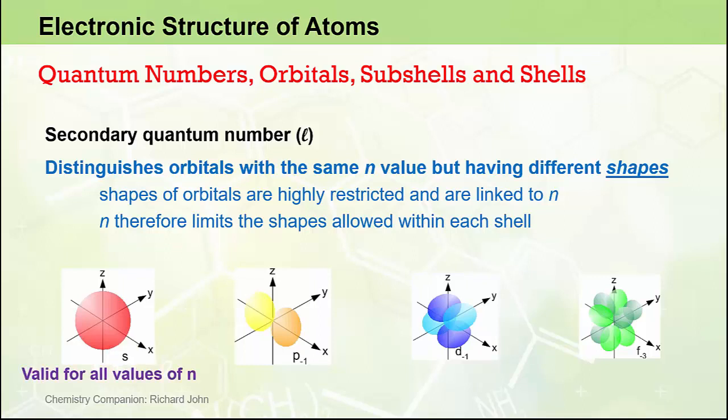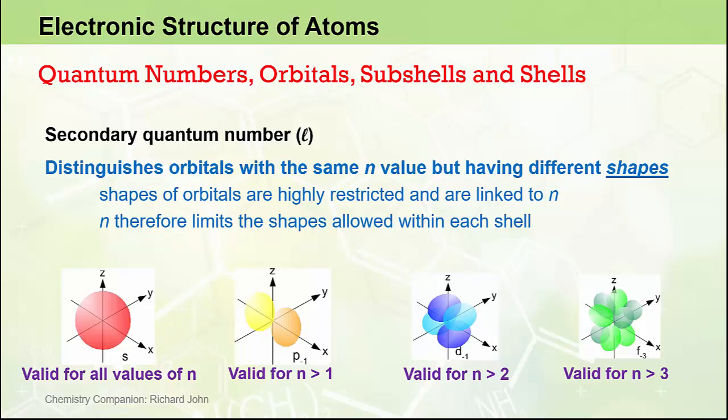For example, spherical shaped orbitals, or s orbitals, can exist at every n level or in every shell, whereas this dumbbell shaped orbital, one of the 3 allowed p orbitals, can only exist in the n equals 2 shell or above. This double dumbbell shaped one, one of 5 d orbitals that can exist, can only exist at the n equals 3 level or above. And this rather complex quadruple dumbbell shaped orbital on the right, one of 7 f orbitals that exist, can only exist at the n equals 4 level or above.